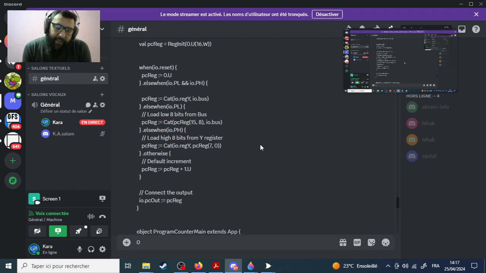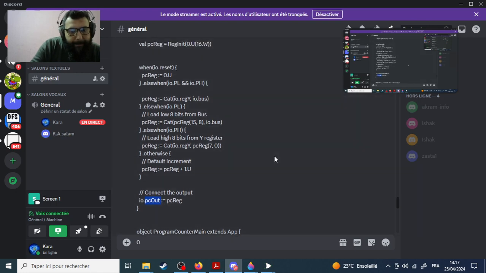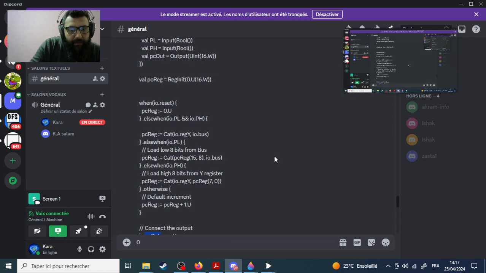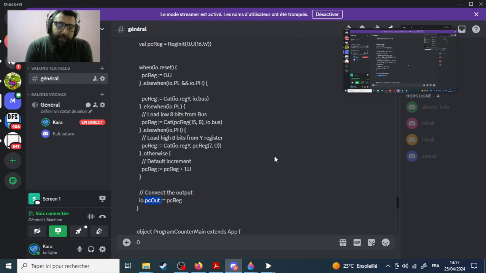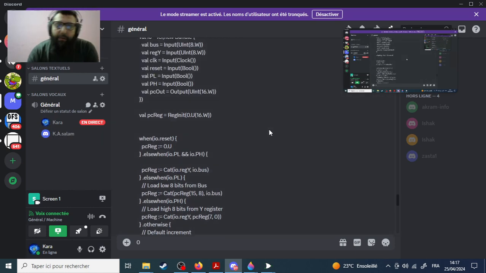Okay, overrides, default increment, yes. Default increment. You didn't use the clock here. You don't need clock here. It is not necessary to use the clock here. That will be generated automatically.